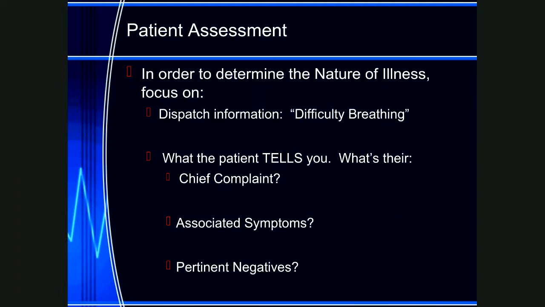So in order to determine the nature of illness, we're going to focus on dispatch information. Dispatch says you have a difficulty breathing patient. We're also going to use what the patient tells us. What is their chief complaint? We're going to use our dispatch information to get an initial guide. Their initial response is going to guide our initial response. What they tell you is going to guide it.